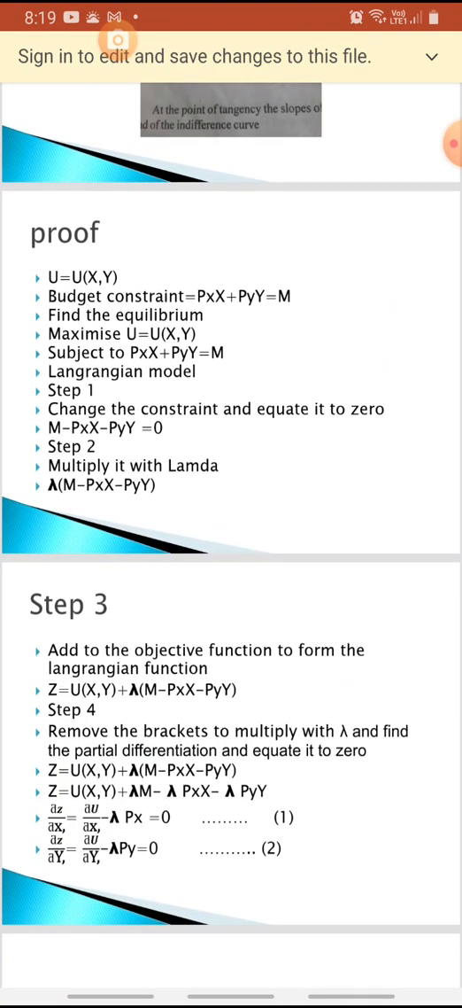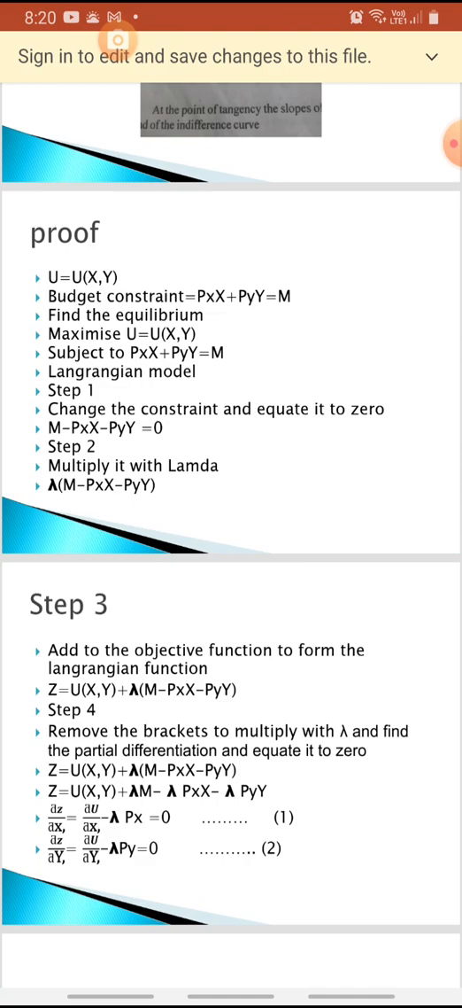Then the proof for maximum utility or consumer equilibrium. Let's take the utility function, that is u is a function of x and y. Here the budget constraint is given: price of x times x plus price of y times y is equal to m. To find the equilibrium, we have to maximize the utility function u of x and y subject to Px x plus Py y equal to m.